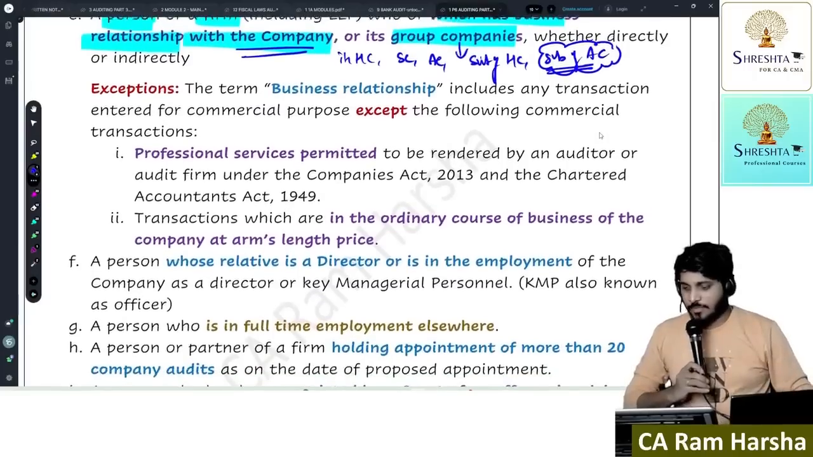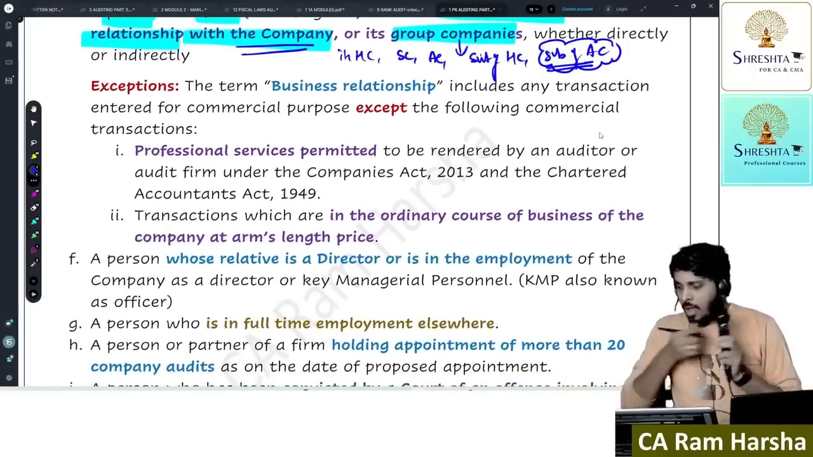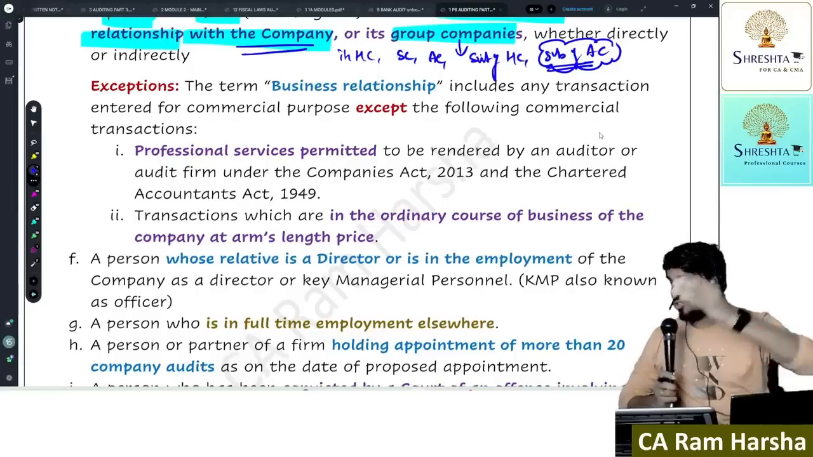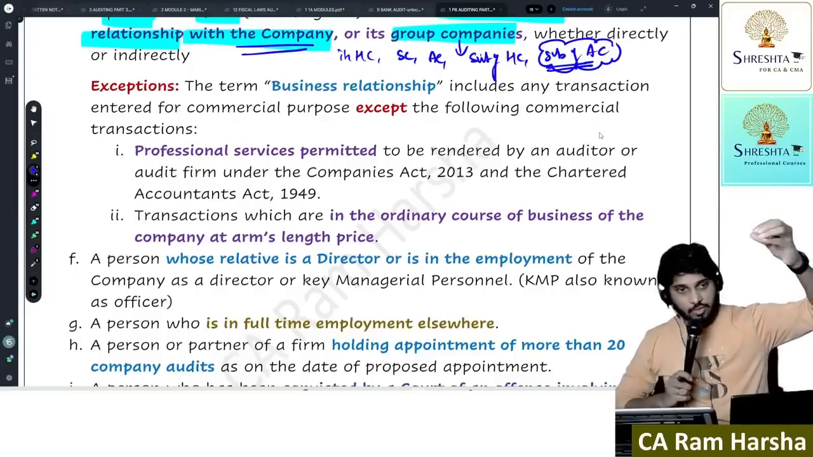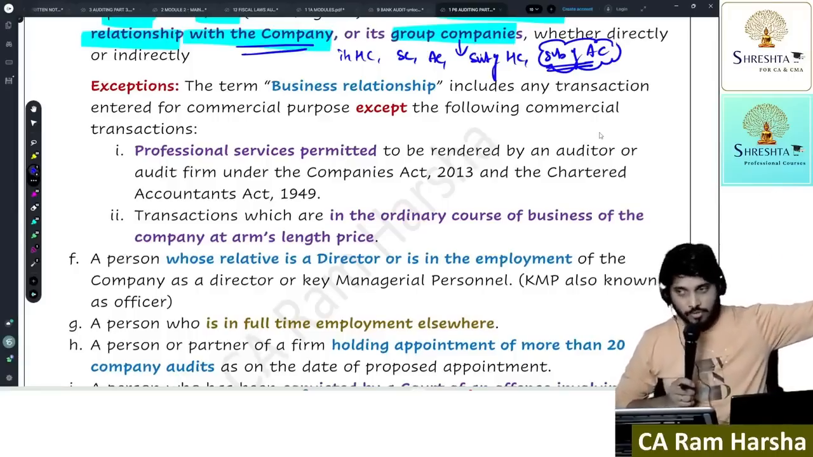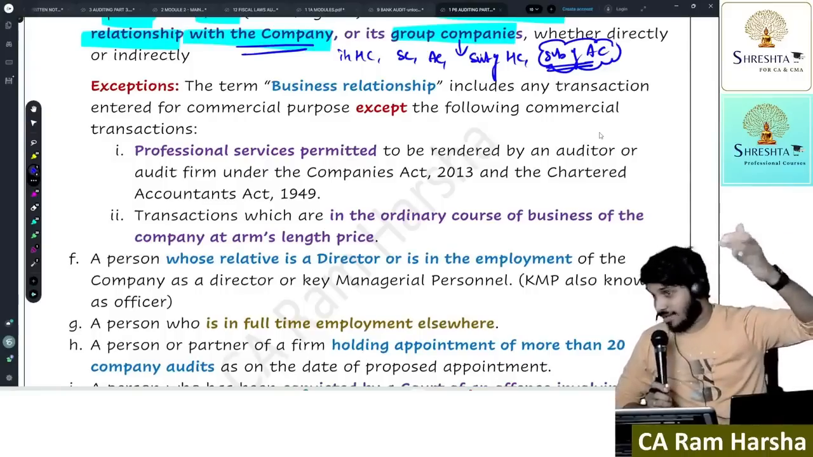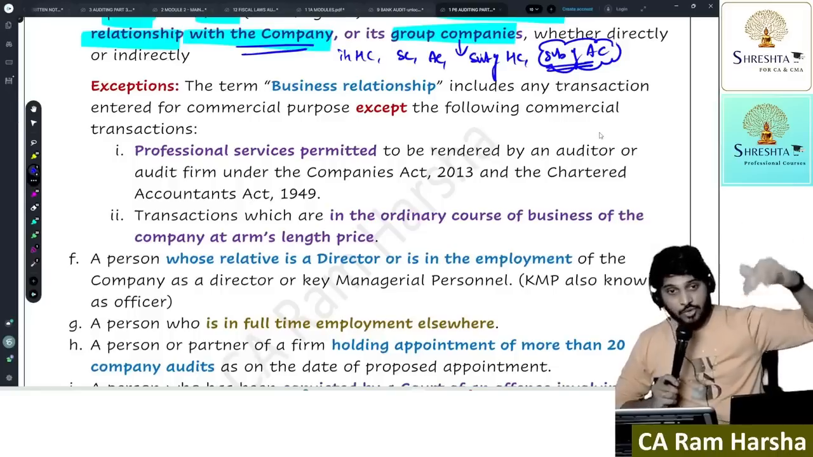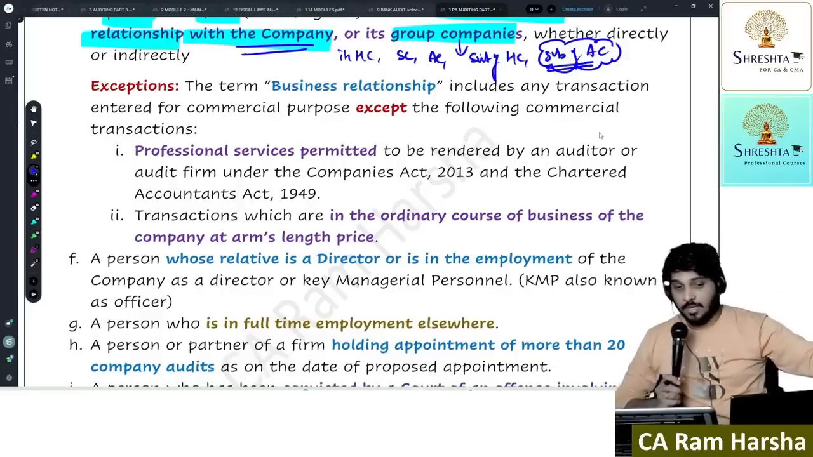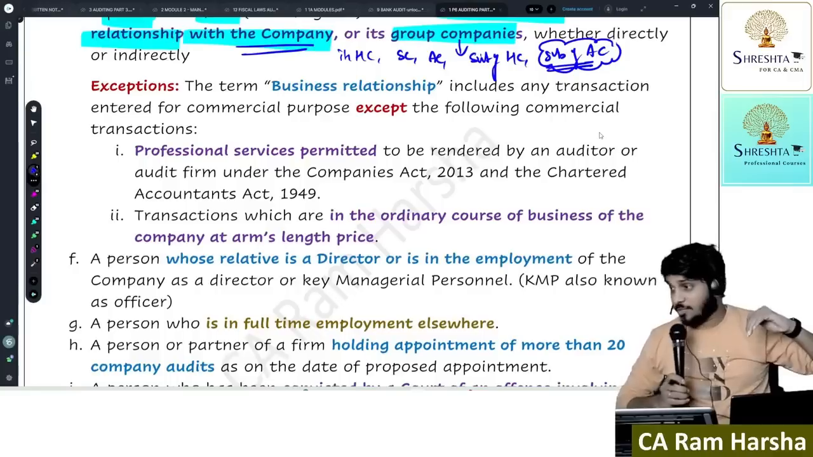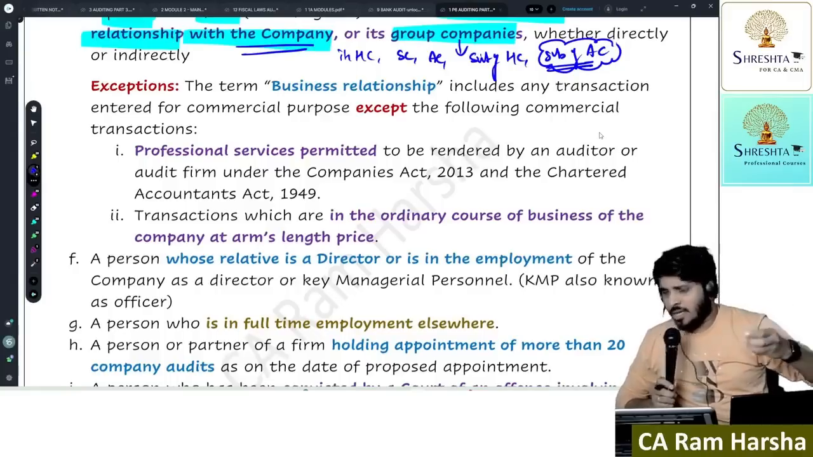Now, the exception. So you see how the disqualifications are drafted. You should not be a body corporate. That's okay, that's a legal interpretation issue, so they removed it. You should not be an officer of the company. You should not be their partner or employee. You should not have securities in the company. You should not have indebtedness to the company. You must not have guarantee. You must not have given guarantee to the company.